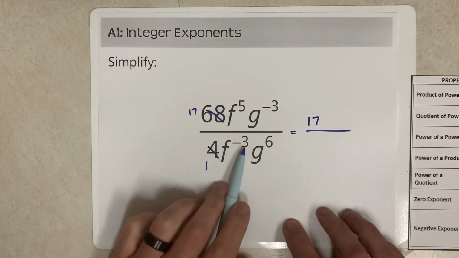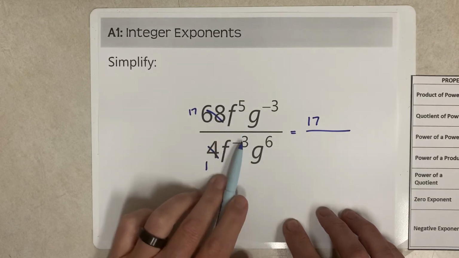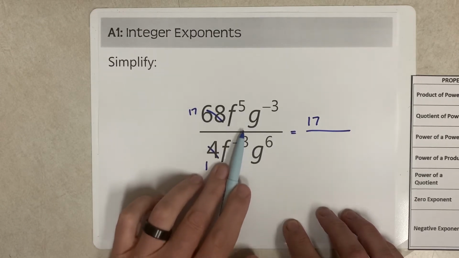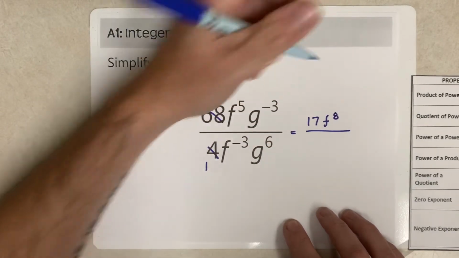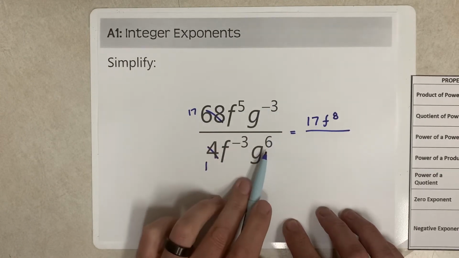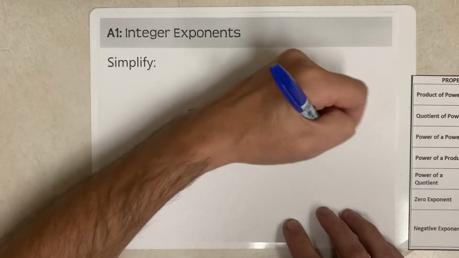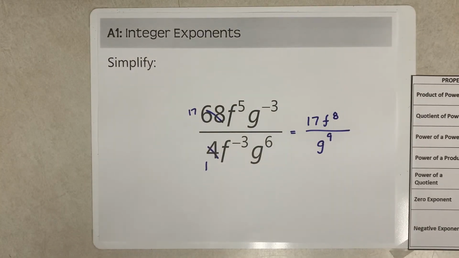These 3 F's are going to flip up here and go with these 5 that are already there. And it's going to add. So 5 and another 3 that's coming up there are going to make 8. I have 6 G's down here, and these 3 are about to flip down with that 6, and it's going to make 9 in the denominator. And there's really nothing else you can do with that. That's pretty much done.